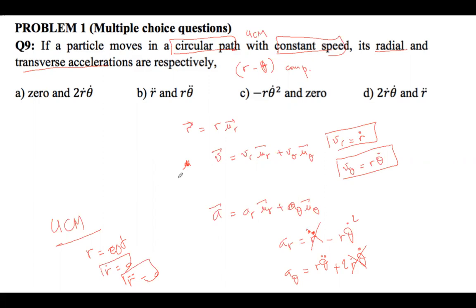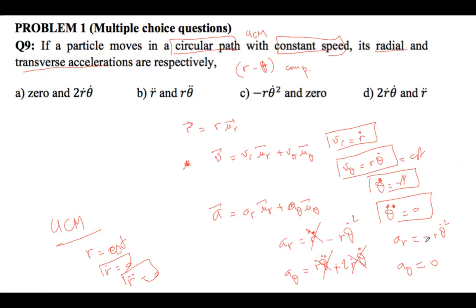Second thing, I am going at constant speed. That means that theta dot is constant. That means theta double dot is 0. I'm sweeping the angular variable at constant speed. So theta double dot, which is the second derivative, which is the angular acceleration, is 0. So forget about the angular acceleration, it is 0. So in other words, the radial acceleration is minus r theta dot squared, and the transverse acceleration is just 0.